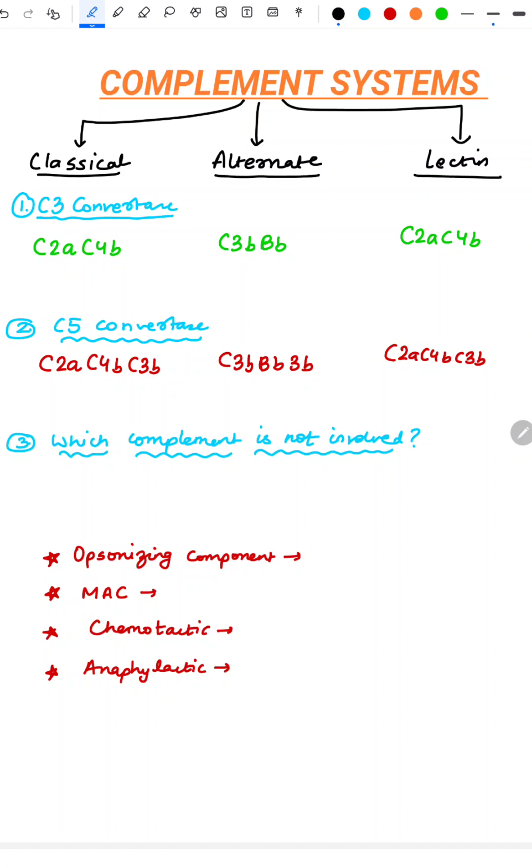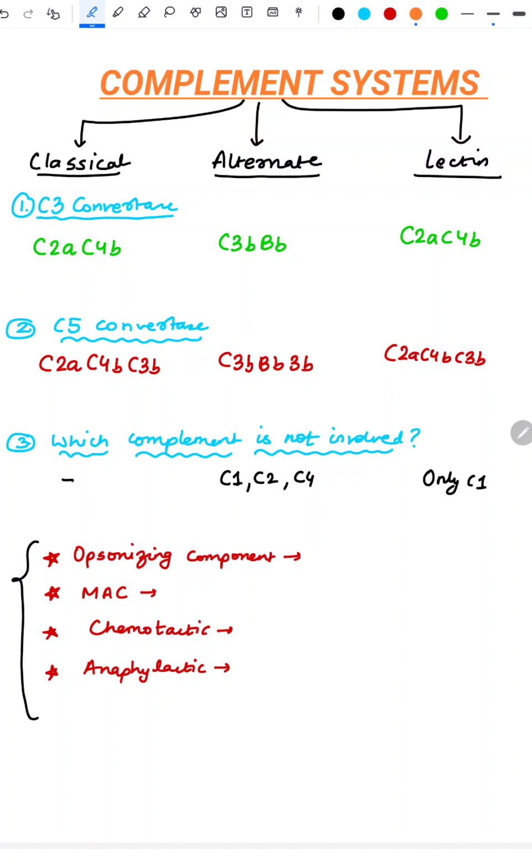In the classical pathway, all the complements are involved, right? But in the alternate pathway, C1, C2 and C4 are not involved, and in the lectin pathway only C1 is not involved, and in the classical pathway all are involved, right? Now let's answer these following questions because this is very important for your NEET exams.